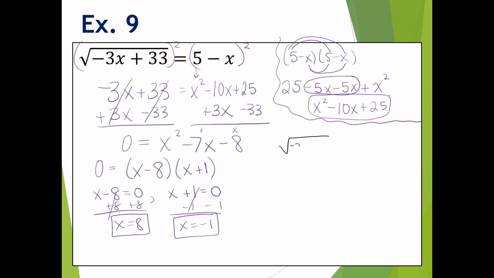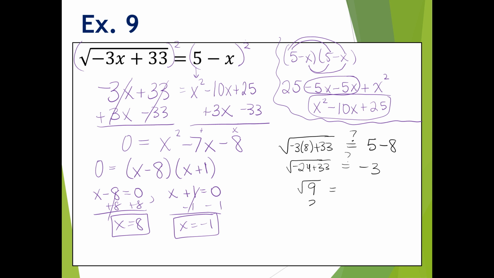So let's plug in 8 here. So we have negative 3 times positive 8 plus 33. Does that equal 5 minus 8? So we're plugging 8 into both of our x terms. Okay, so we have negative 3 times 8. That's negative 24 plus 33. Does that equal 5 minus 8, which is negative 3? That doesn't look good to me. So negative 24 plus 33 gives us positive 9.